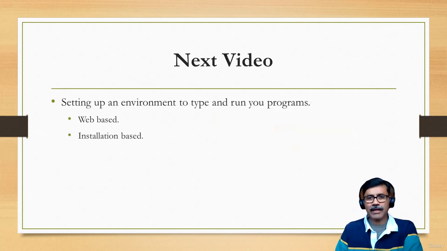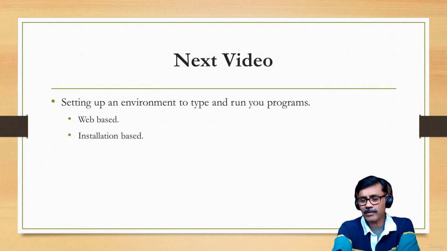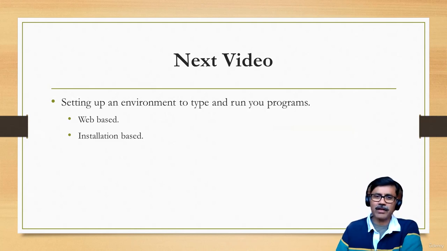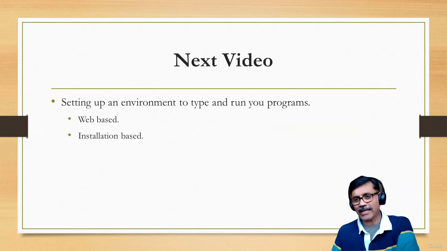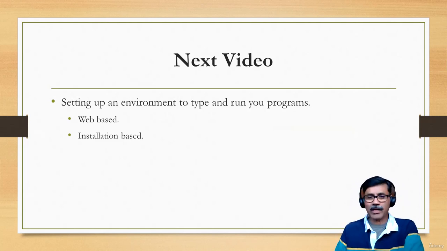Okay, and that's about it. In the next video, we will learn how to set up an environment to type and run your program. When you try to set up an environment, there are two ways. You can run a Python program web-based within the browser, or you can download some software from the internet, install software called Visual Studio, configure it, and then use that to run your Python program. So we'll cover both of these in the next video.